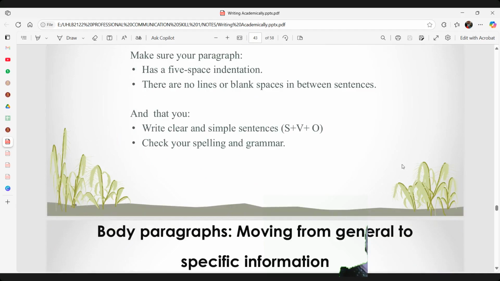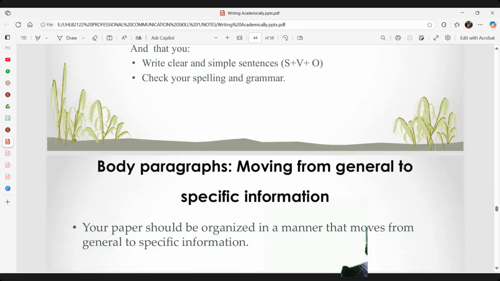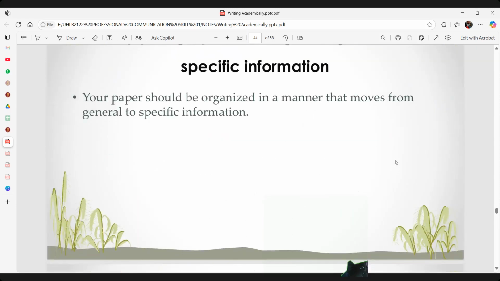Obviously, you have to check your grammar, and of course you have to check your spelling. By default, you are using a gadget, you are using technology. So misspelled words shouldn't be there. Body paragraphs: moving from general to specific.